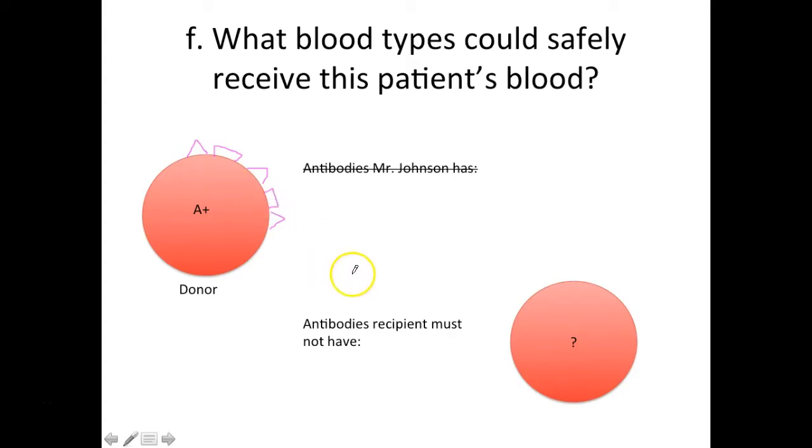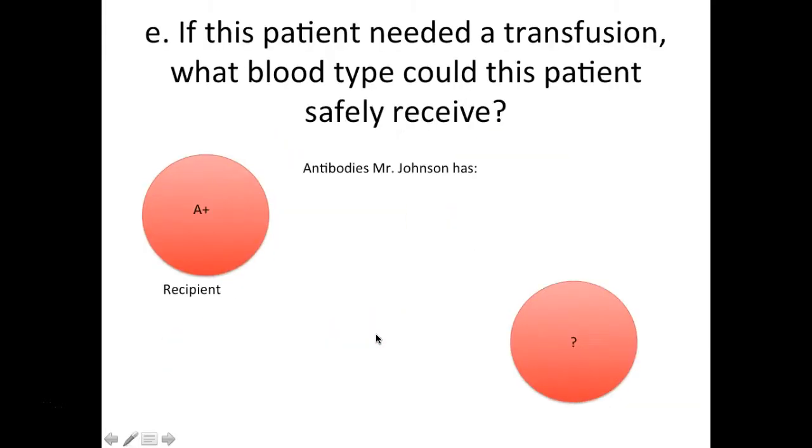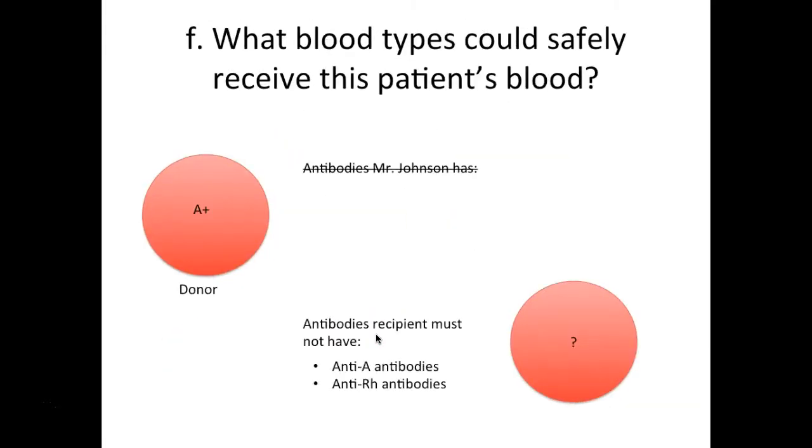Okay, so that means our recipient of Mr. Johnson's blood can't have any anti-A antibodies to attack his A antigens or any anti-Rh antibodies to attack his Rh antigens. Okay, so what are we left with? Okay, we are left with having, oh, just happened. Sorry about that. Oh, geez. Okay, so I got rid of all my drawing.